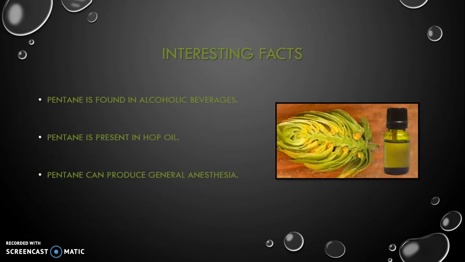Some interesting facts about pentane. Pentane is a solvent that extracts aroma compounds from alcoholic beverages. It's also present in hop oil, which is used to flavor beer. It's used as an herbal sleep remedy, and it's also used for its natural anti-inflammatory properties. And also, pentane can produce general anesthesia.